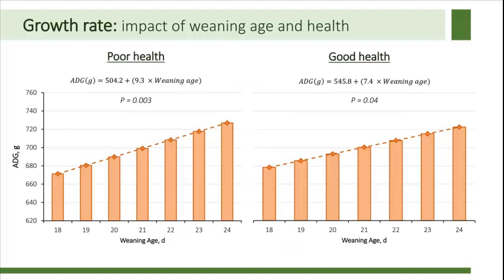Similar to the graph for mortality, here showing the growth rate under poor and good health. Linear models were the ones that better explained the variation in growth rate. Here is under poor health and good health. Again, there is a greater advantage in the growth of pigs, because of weaning age, when pigs are under poor health conditions than under good health conditions.